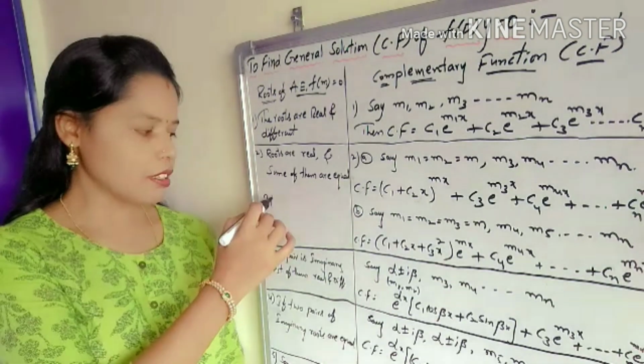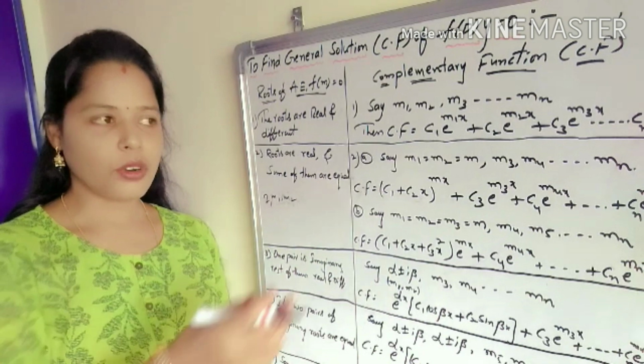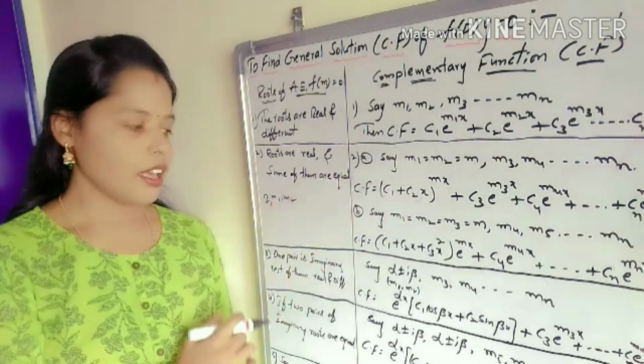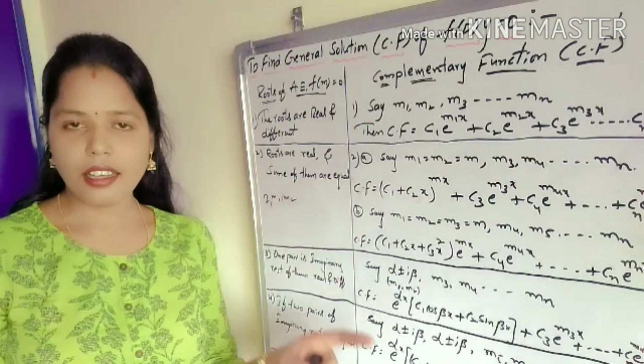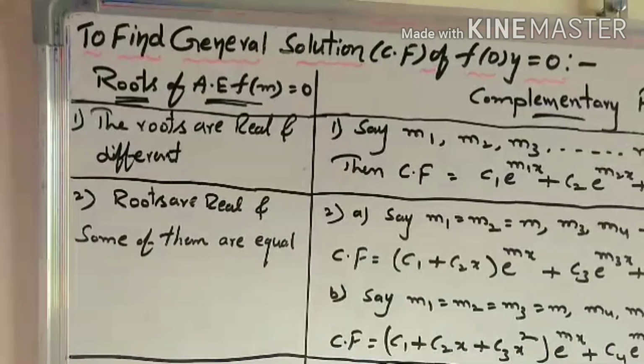Two roots means suppose m1 comma m2. If the roots are real and equal, then what is the solution? If the roots are real and distinct, then what is the solution? If the roots are imaginary, then what is the solution? Already we have discussed it in the last video. Okay, coming to this video now.